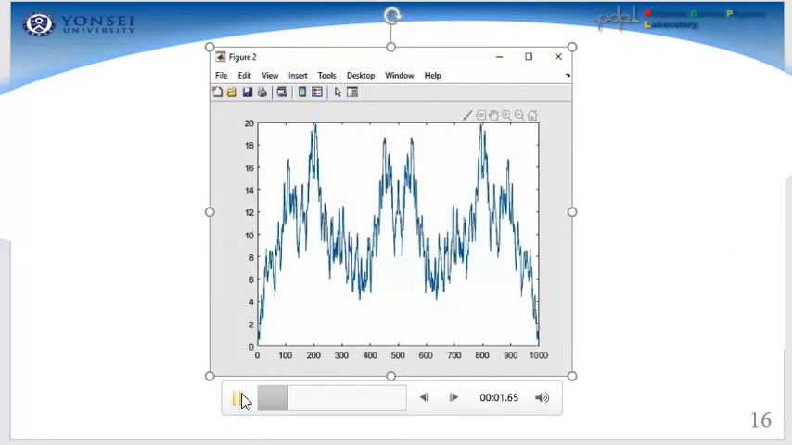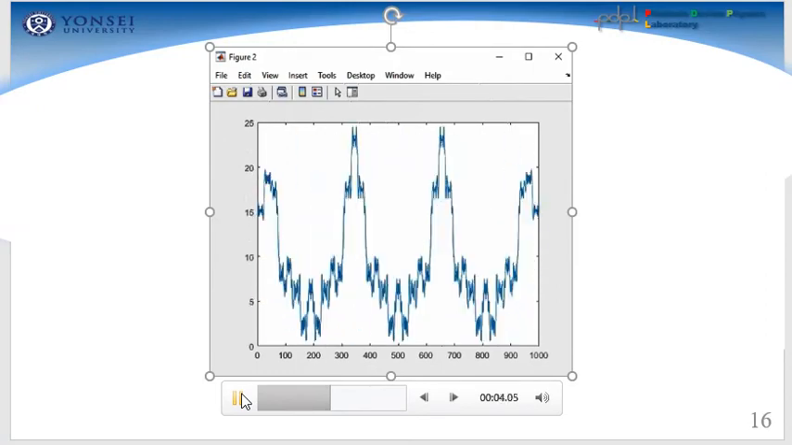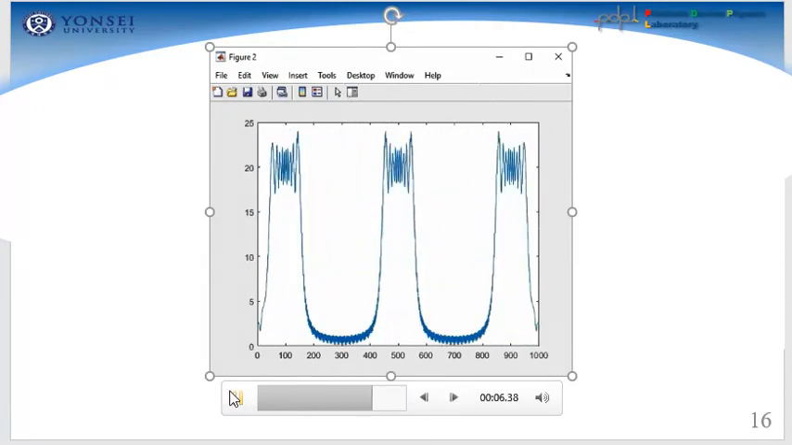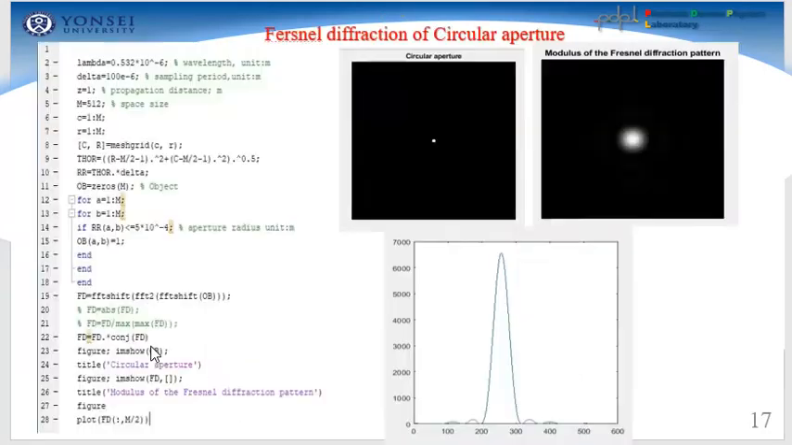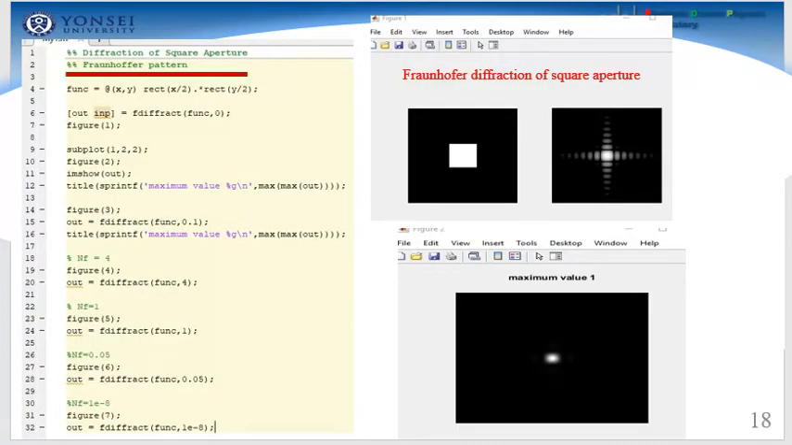This video shows the diffraction pattern with different Fresnel numbers. This code is about a circular aperture for Fresnel. The right side shows us the Fresnel diffraction pattern and intensity. This is a square aperture with different Fresnel numbers.